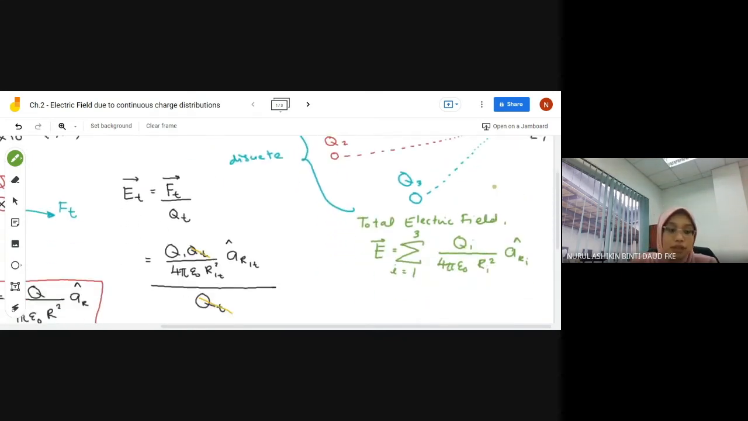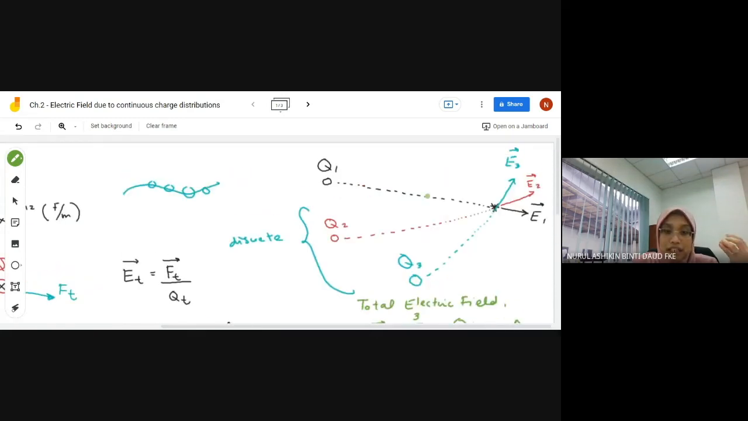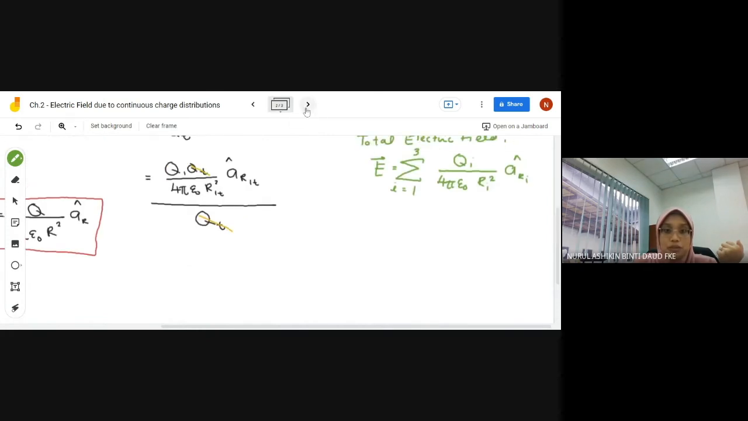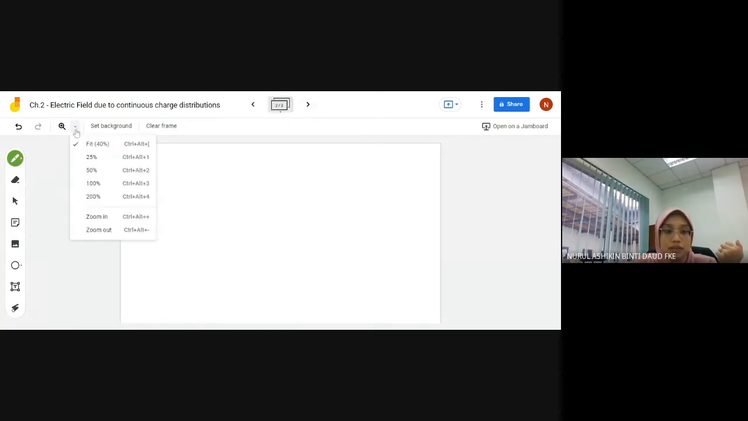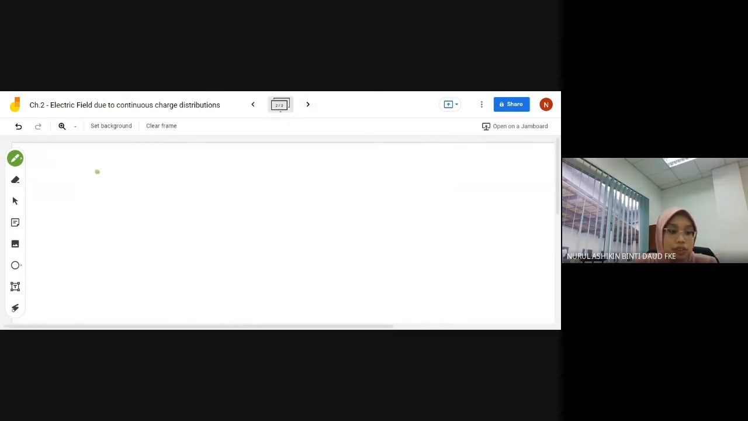How if we want to find the electric field if it is a continuous charge, for example, line charge, surface charge, or volume charge? How will it be? Okay, now let's look at that. Continuous charge distribution.